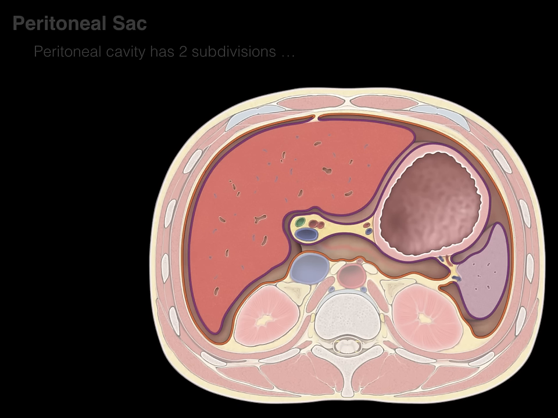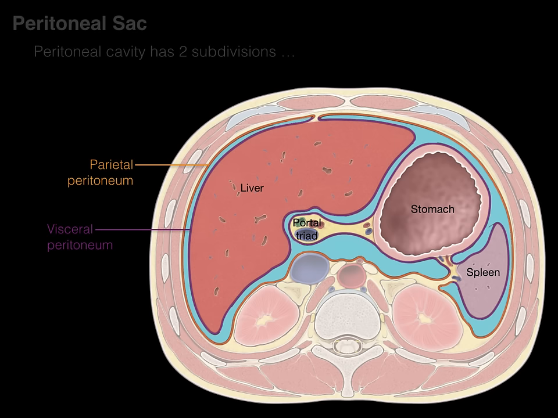So here we have another cross-section through the liver, and then there's the stomach, and there's the spleen, and there's our portal triad at the free margin of the lesser omentum. So in orange, surrounding the wall, is the parietal peritoneum, and in purple is the visceral peritoneum. And then in blue, there we've got this peritoneal cavity that's filled with peritoneal fluid.